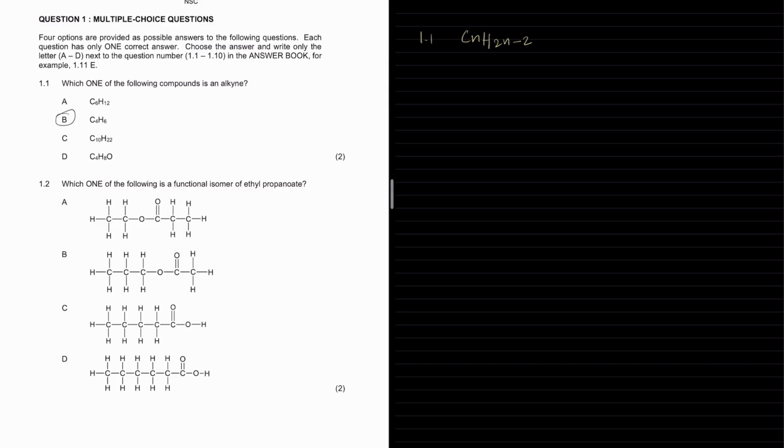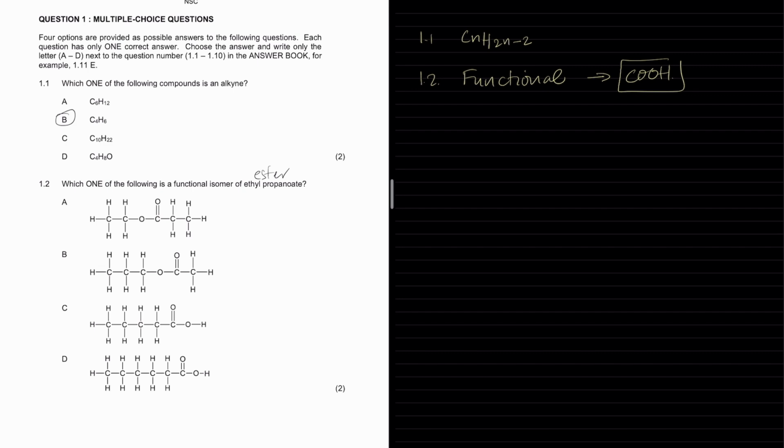Question 1.2. Which one of the following is a functional isomer of ethyl propanoate? Okay, so a functional isomer, of course, we know is molecules that have the same molecular formula but different functional groups. So ethyl propanoate is an ester, and the functional isomer is going to be a carboxylic acid. So we're looking for something that has COOH in it.